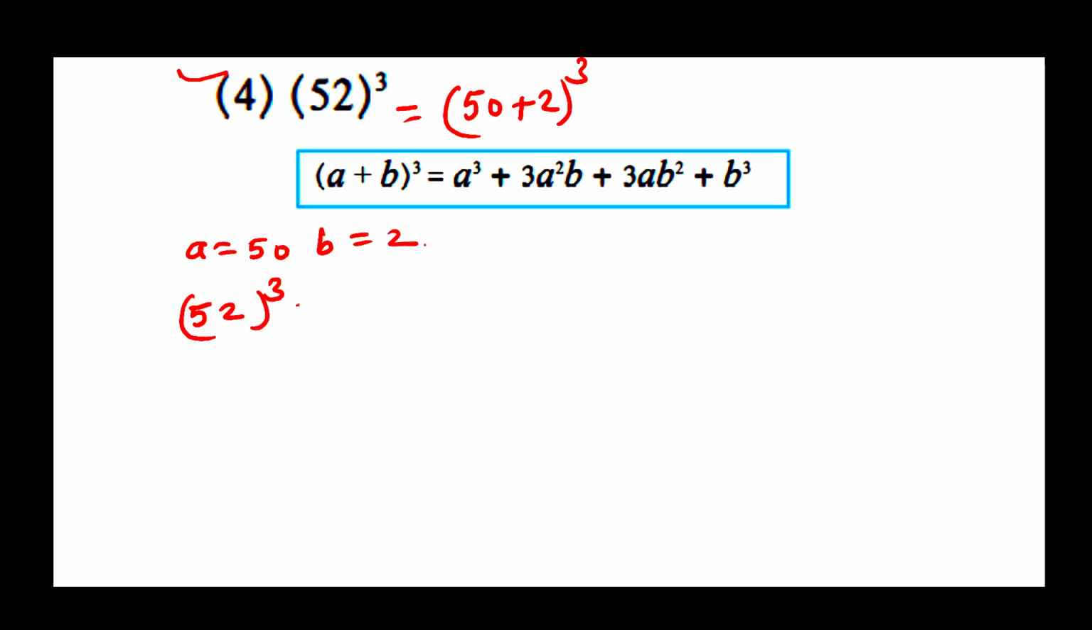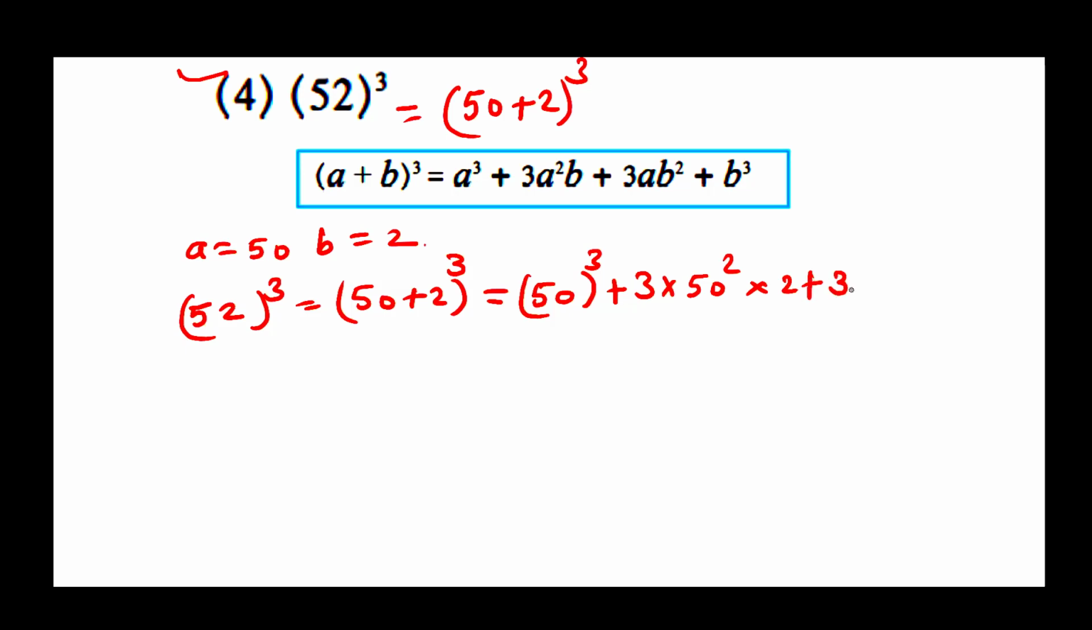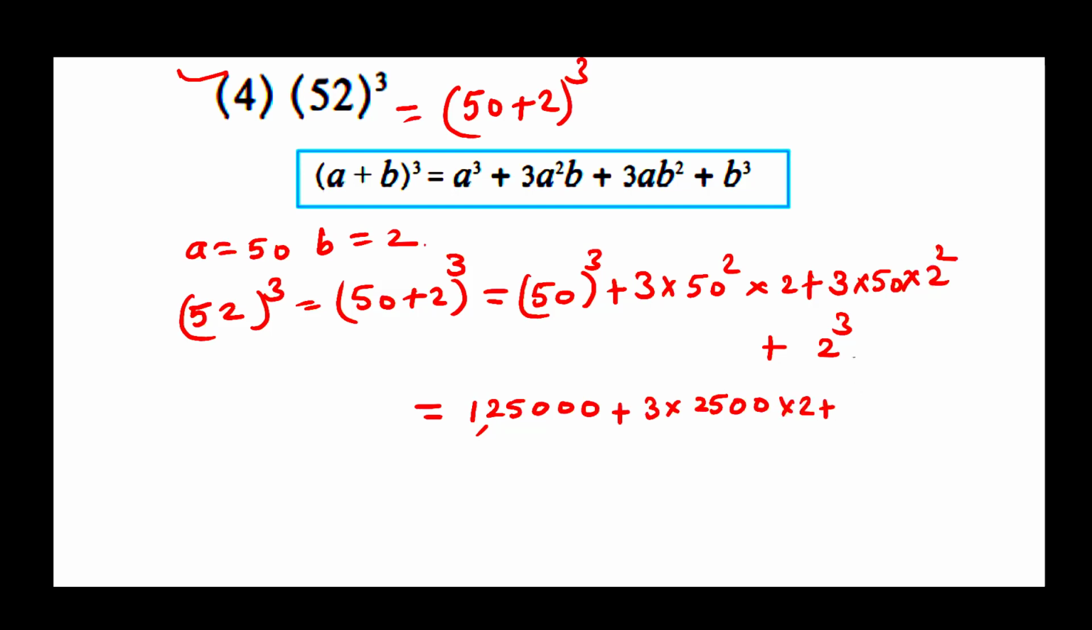52 cube = (50 + 2) cube = a cube, means 50 cube, plus thrice a square, means 50 square, multiplied by b, means 2, plus 3 into a, means 50, multiplied by b square, means 2 square, plus b cube, means 2 cube, is equal to 50 cube, means 1,25,000, plus 3 into 50 square. 50 square means 5 5s are 25 and putting 2 zeros, 2,500, multiplied by 2, plus 3 5s are 15, means 150, multiplied by 2 square, 4, plus 2 cube, means 8.